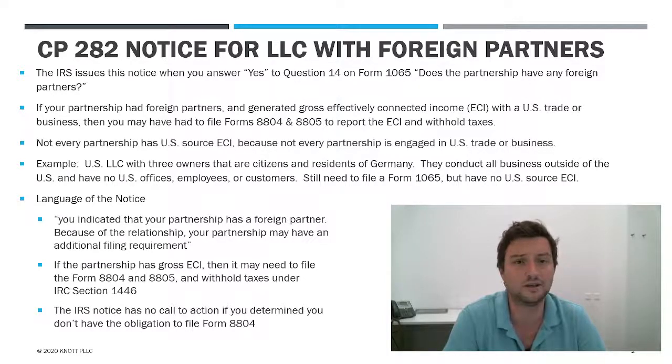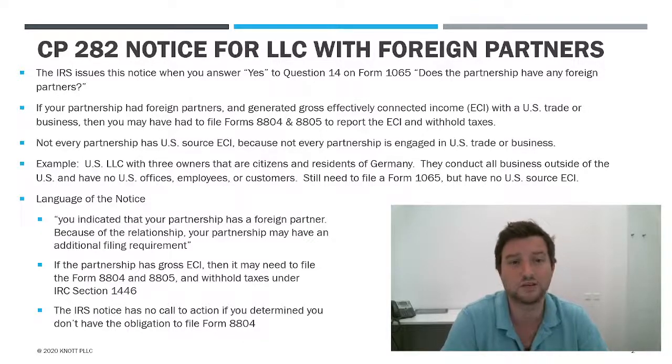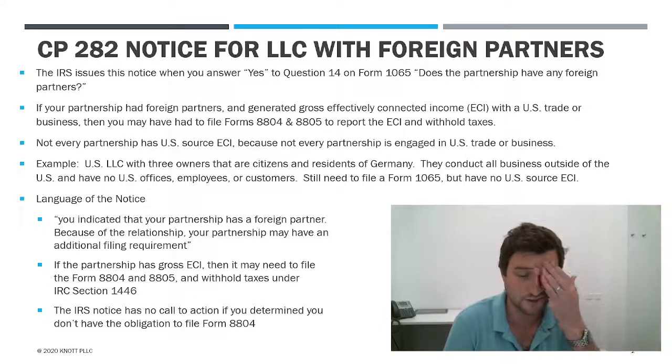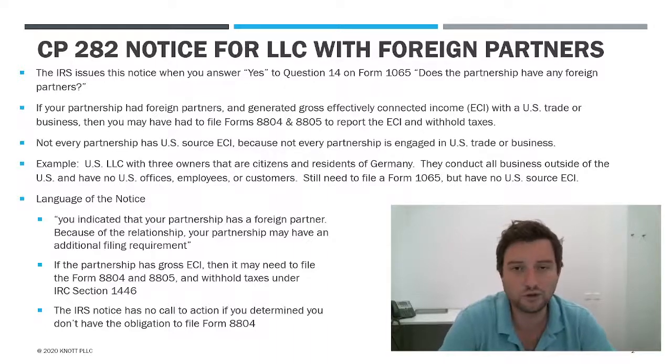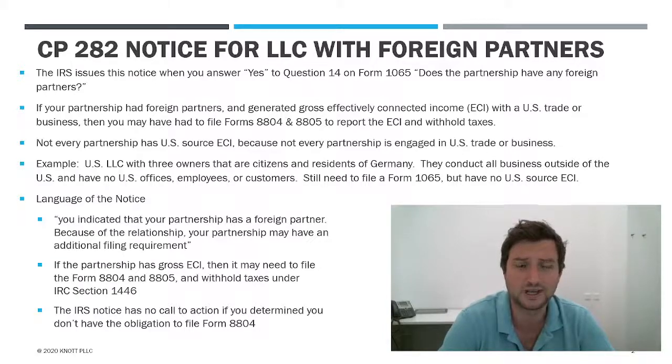That's how the IRS ensures that they at least collect some tax on U.S. trade or business income that's being earned by foreign parties, right? Because the foreign parties might not necessarily need to file a tax return, right? So this withholding obligation exists to encourage, or at least to ensure that the federal government gets some cut, some sort of tax dollars. But the important thing here is not every partnership has this U.S.